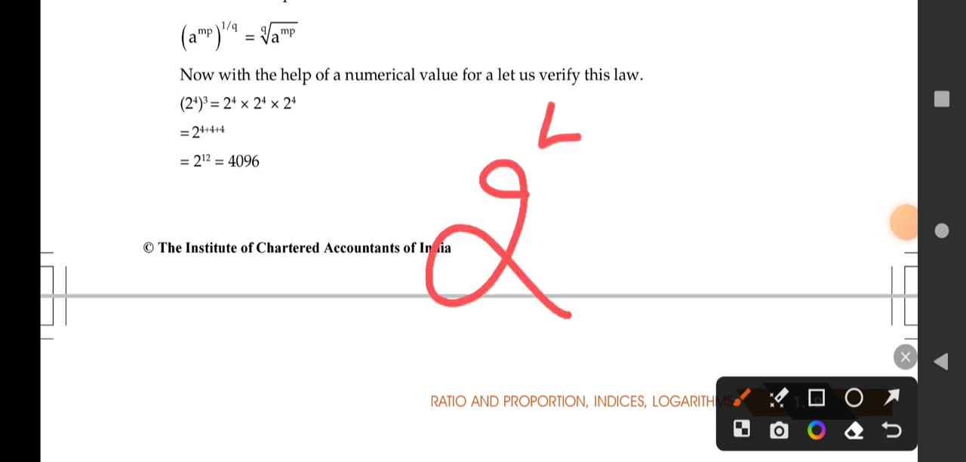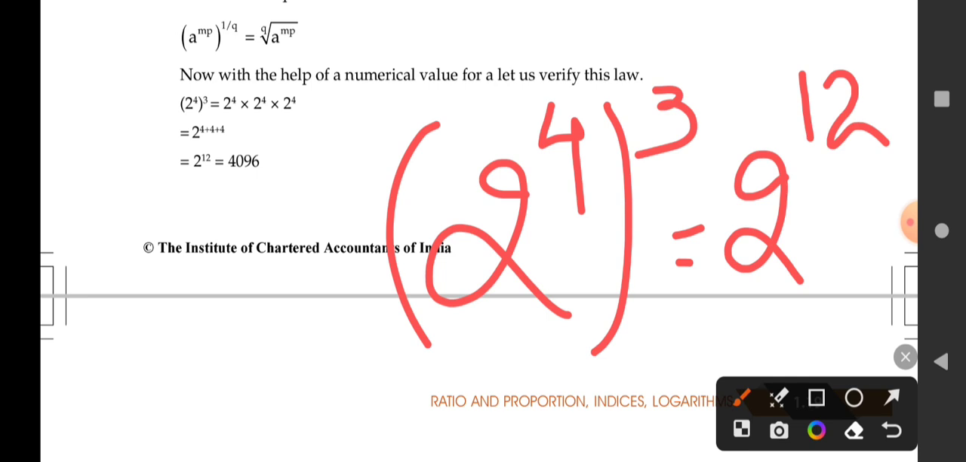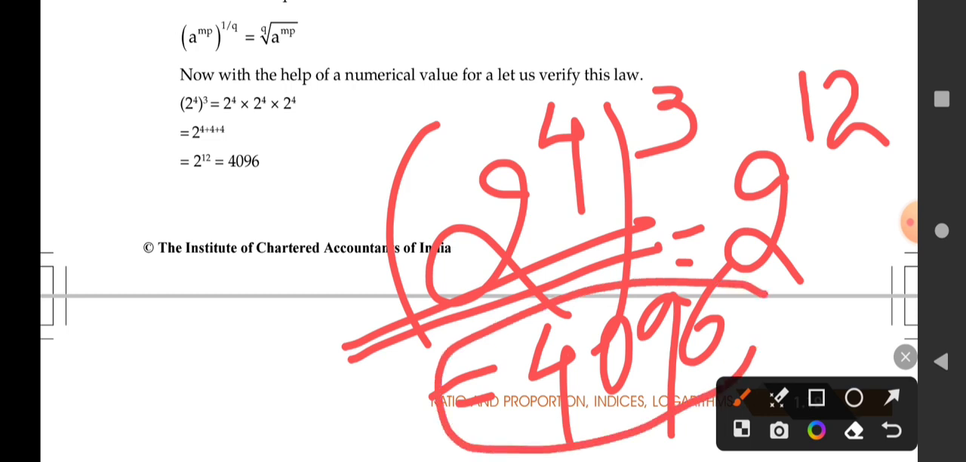Let's see with the help of a numerical value and verify this law. For example, 2 power 4 whole power 3. What do we have with the help of the law? 4 into 3, which is equal to 2 raised to 12. What was 2 raised to 12? We have 4096. Okay.